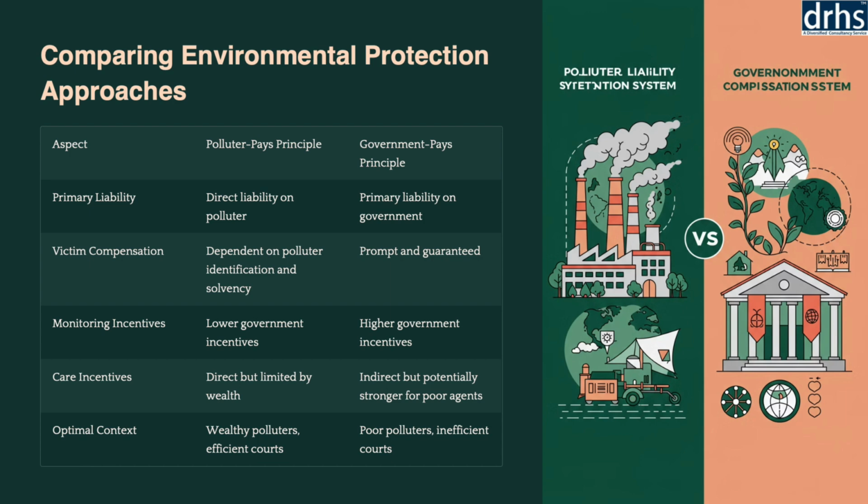The Polluter-pay principle is suitable for wealthy polluters and an efficient judicial system, while the government-pay principle is better for financially constrained polluters and less effective courts. By understanding these differences, policymakers can design more effective environmental protection strategies tailored to their unique circumstances.